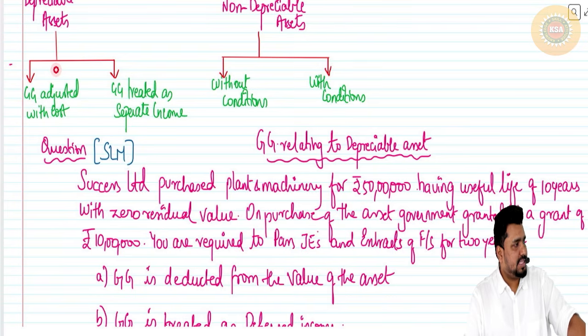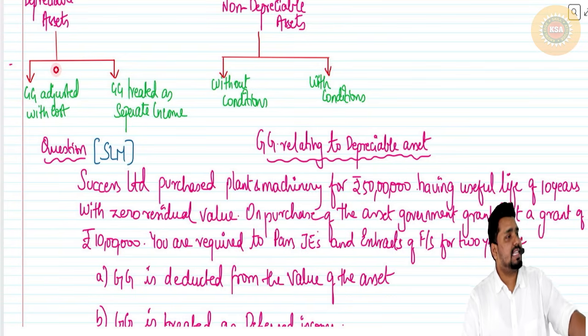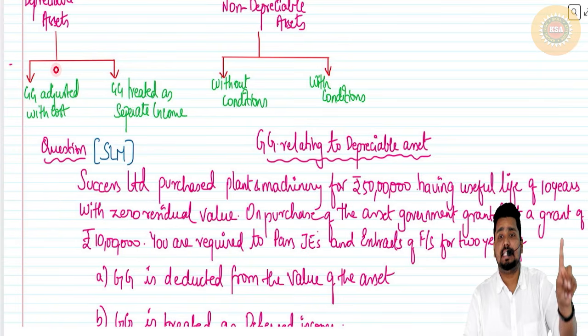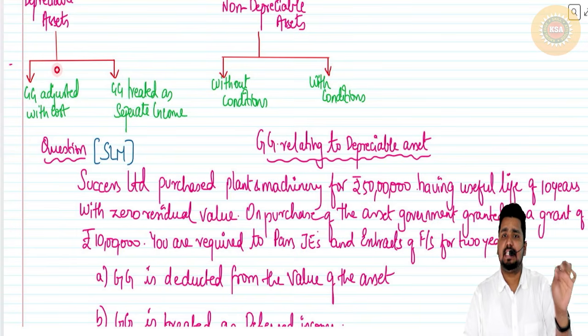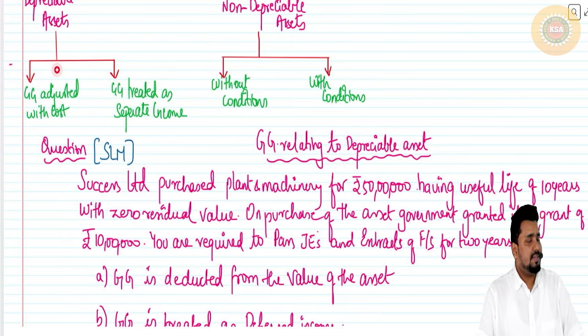Two ways are specified. What is the first way when it comes to a depreciable asset? Government grants related to depreciable assets. How many ways of accounting are there? Two ways. Number one: adjust the government grant with the cost of the asset. Second, the government grant is treated as deferred income or separate income.